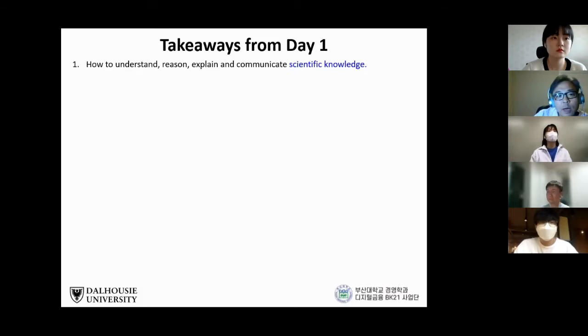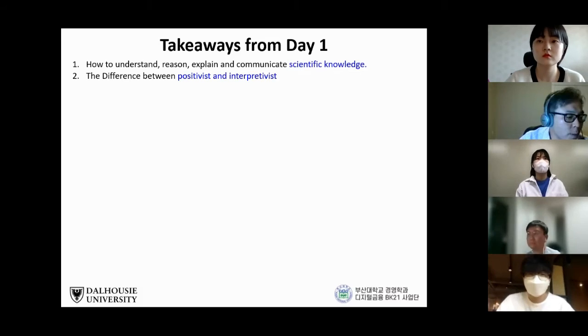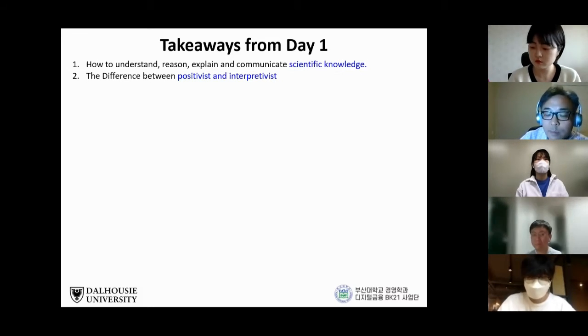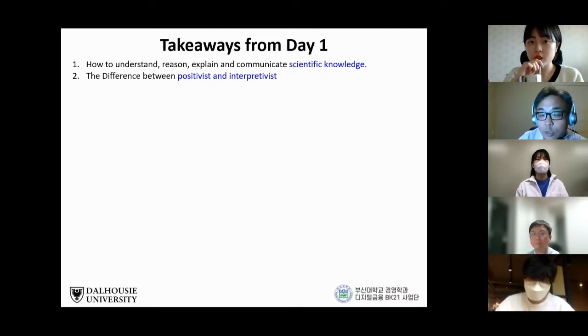Yesterday, first of all, we covered how to understand the region, explain and communicate scientific knowledge. And we have learned the difference between positivist and interpretivist. I am a positivist, but I said it's important for positivist researchers to read the interpretivist research to get research ideas as well as find the logic for their hypothesis.